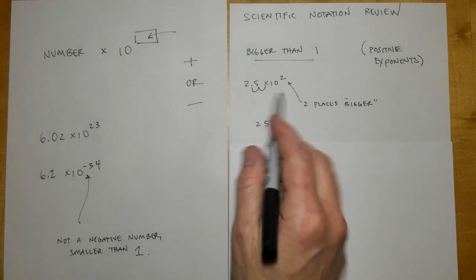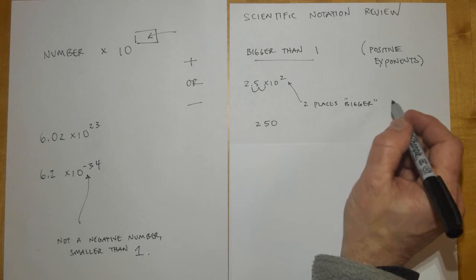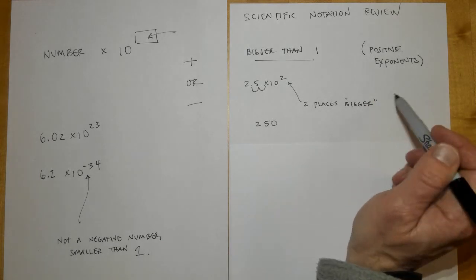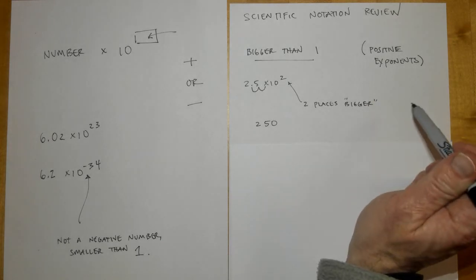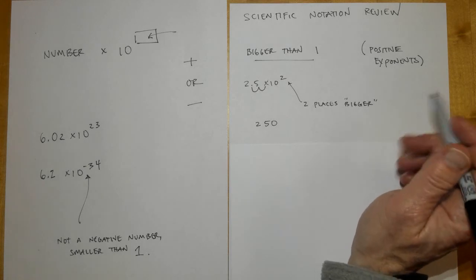Now if you haven't written this down in your notebook yet, pause the video right now and write yourself a little note that positive exponent means bigger than 1. And if you have to write down means move to the right, go ahead and say that, but you should know that moving to the right means bigger.